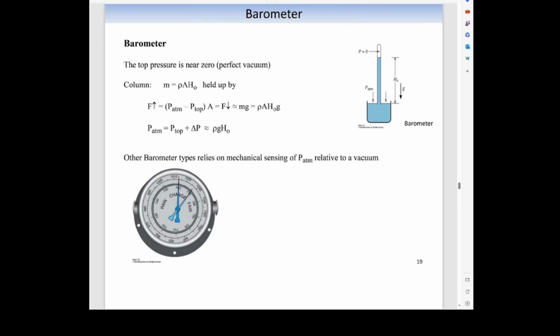So delta P times A, and we divide, like I said, divide out A on both sides. What we have here is then, we could approximate this. So P top is essentially 0 plus delta P, which is equal to the atmospheric pressure, which is essentially the density times gravitational acceleration times the height, h of 0. Okay, that's that.